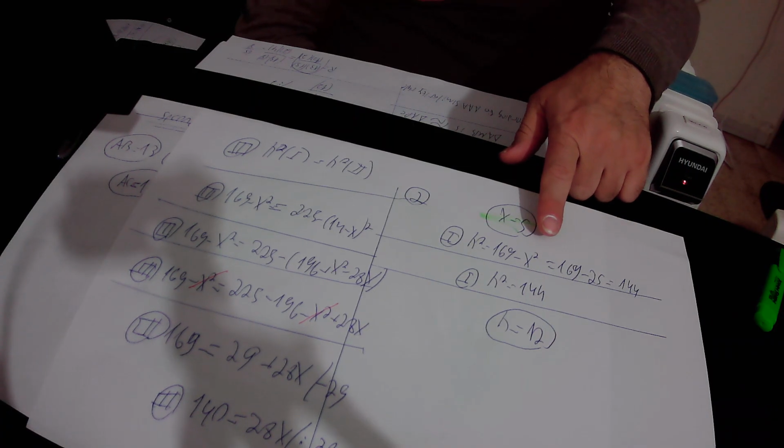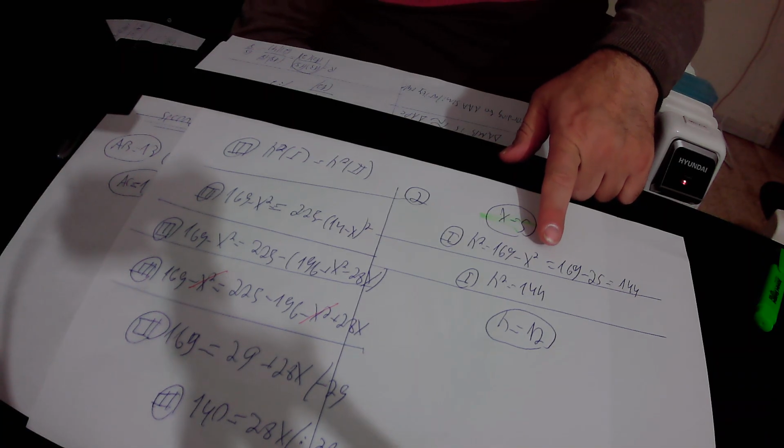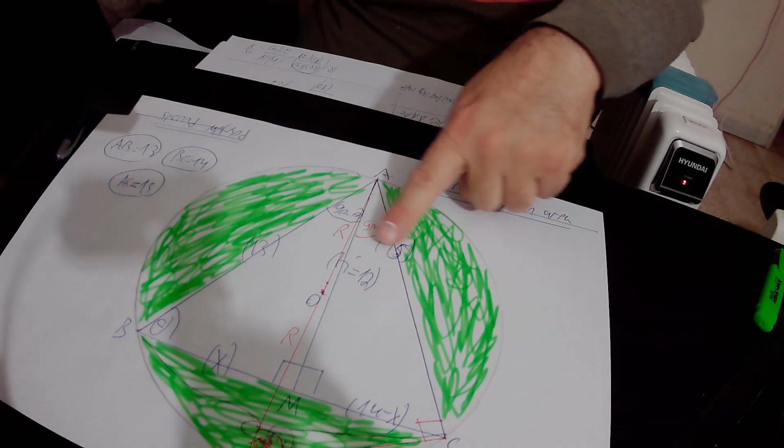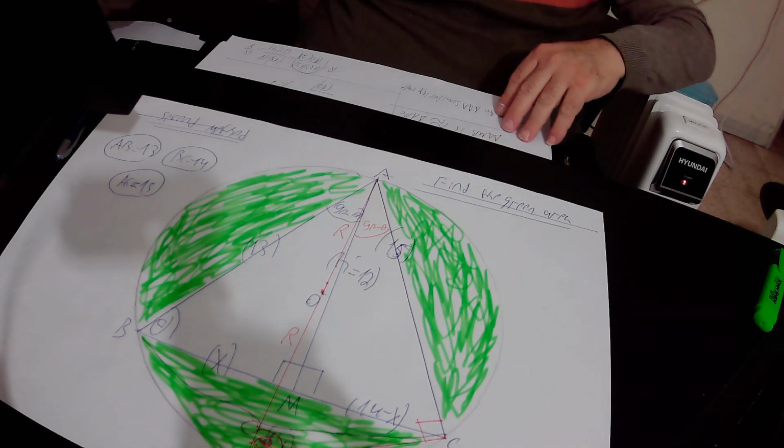We took out all of this equation and finally found out that h equals the square root of 144, that is 12. So you can write down here that h equals 12 and x equals 5.